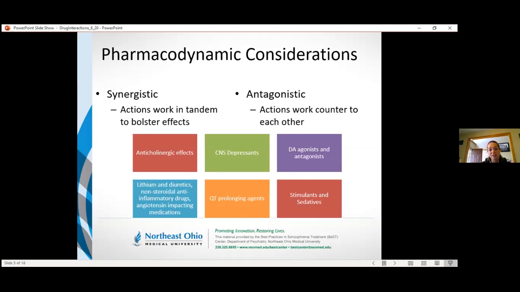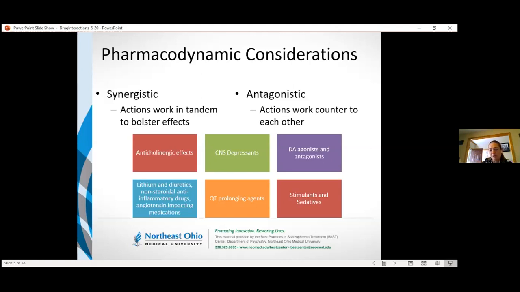Other considerations that tend to be things we really want to avoid: multiple agents that prolong the QT interval. So if we're looking at combination antipsychotics, if patients have to use other medications, making sure we have that comprehensive list. If they are ill and end up on an antibiotic, potentially a fluoroquinolone, and they're on 2 agents that are prolonging their QT interval, we don't want them to go on to develop any cardiac arrhythmias.